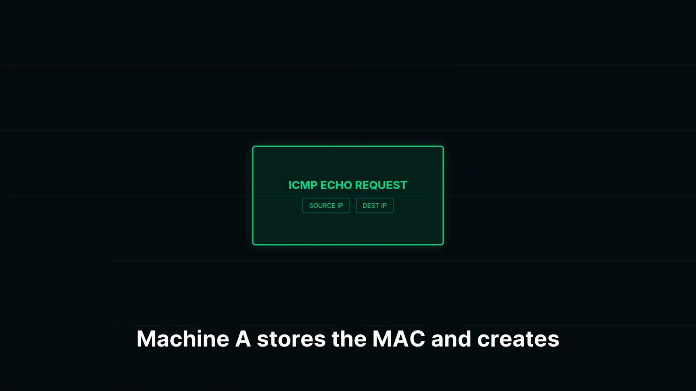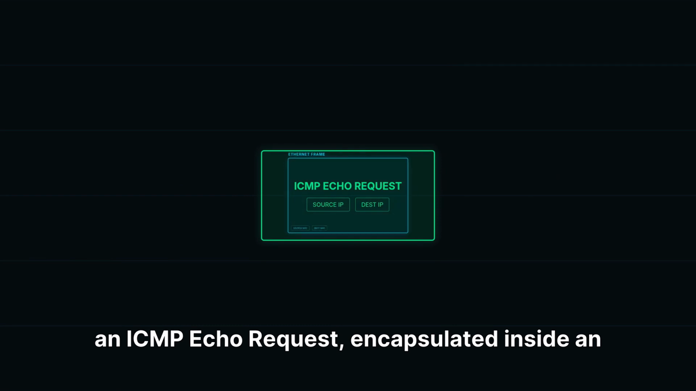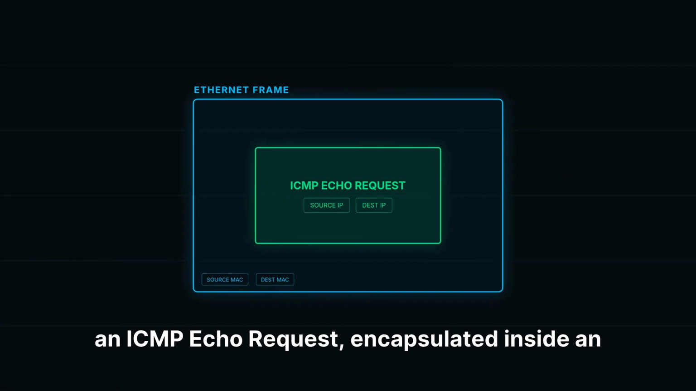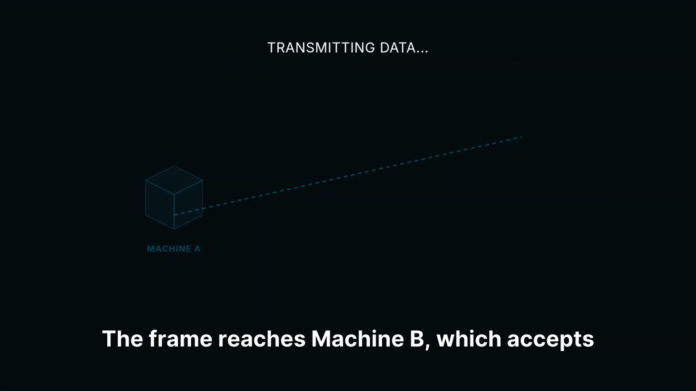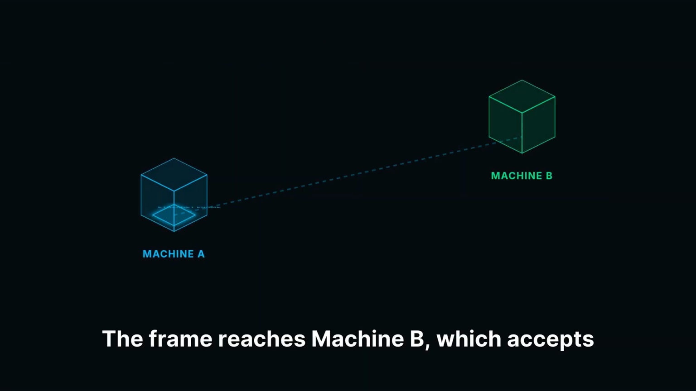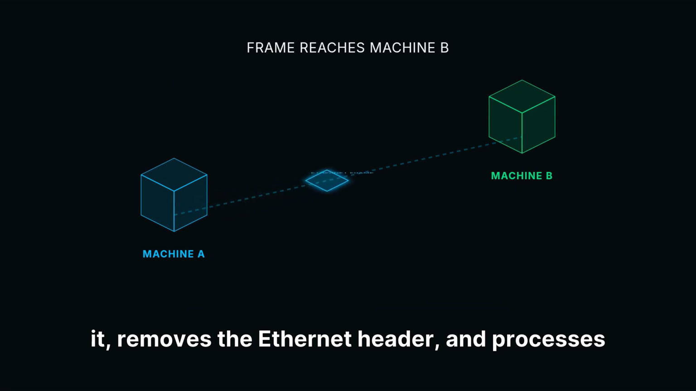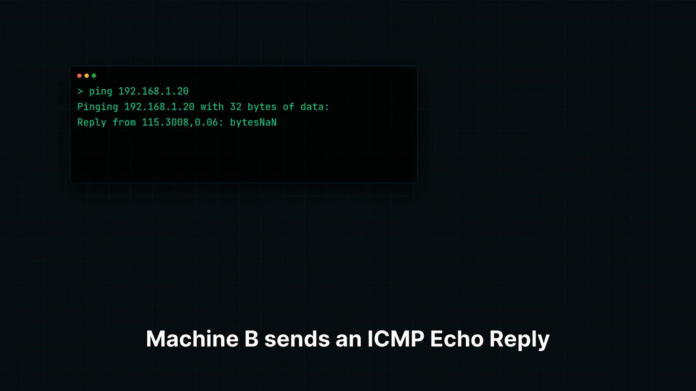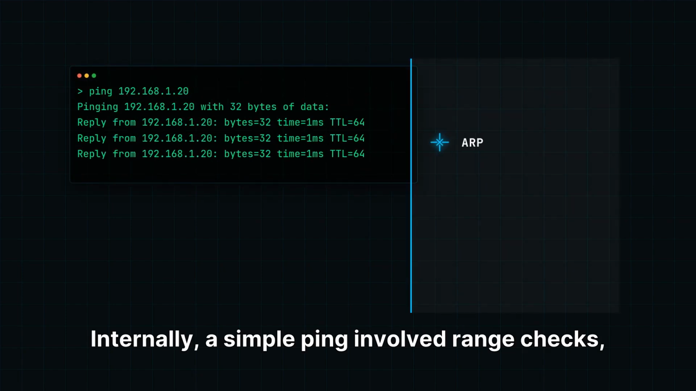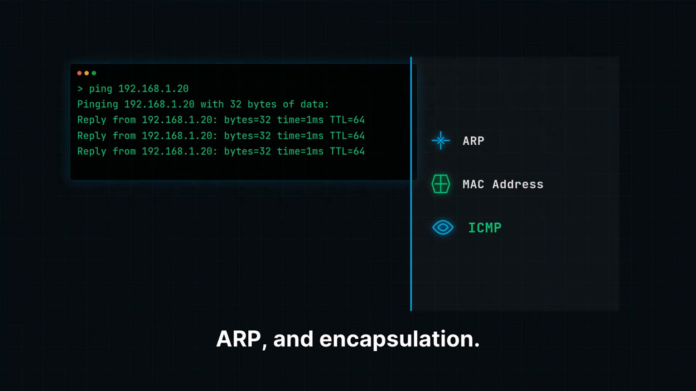Machine A stores the MAC and creates an ICMP echo request, encapsulated inside an Ethernet frame with the destination MAC. The frame reaches machine B, which accepts it, removes the Ethernet header, and processes the ICMP echo request packet. Machine B sends an ICMP echo reply back. Internally, a simple ping involved range checks, ARP, and encapsulation.